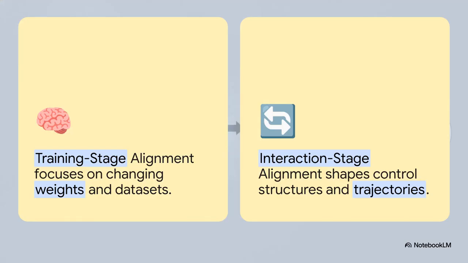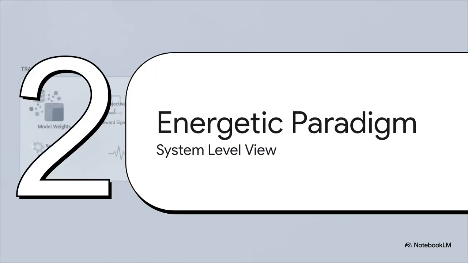Now, Wesley Shu isn't saying training is irrelevant. Obviously, it's absolutely crucial. But he proposes this really interesting alternative. Training stage alignment should actually be paired with interaction stage alignment. Even if a model's parameters are locked and completely fixed, the way we shape control structures and reasoning regimes during our runtime interactions can organize and, more importantly, stabilize its behavior. Which brings us to Section 2, the energetic paradigm framework.